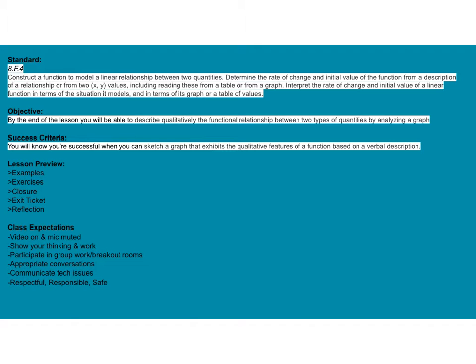All right, welcome to lesson 4 of module 6. Today we're going to be basically just interpreting graphs and their quantities and figuring out which description matches which part of the graph, what the parts of the graph actually represent in terms of a situation. You'll know you're successful when you can sketch the graph that exhibits the qualitative features of a function based on a verbal description. Let's go ahead and get started.